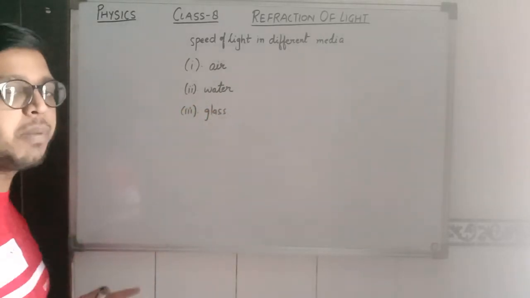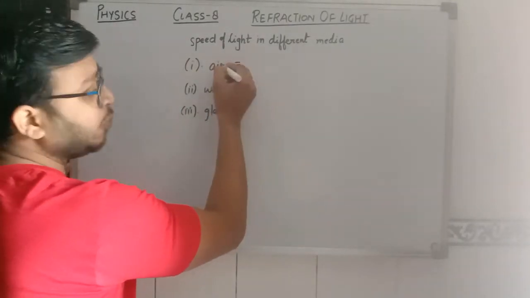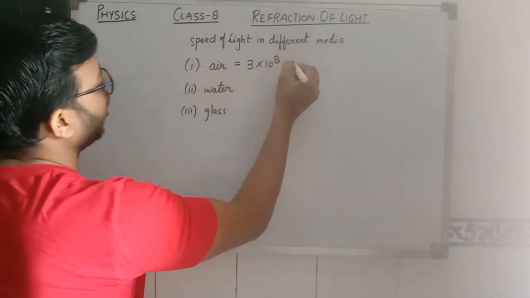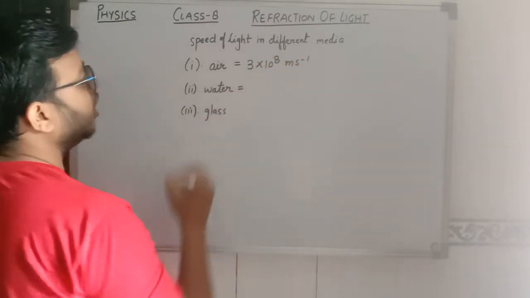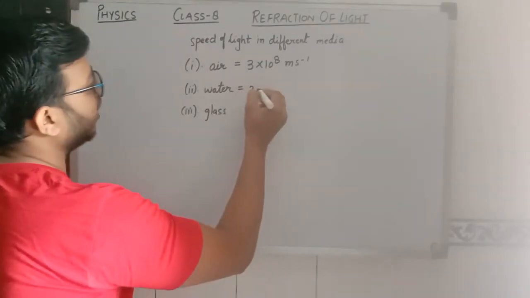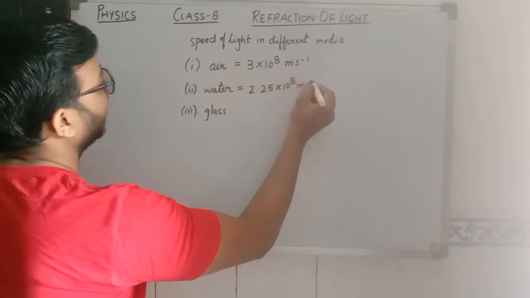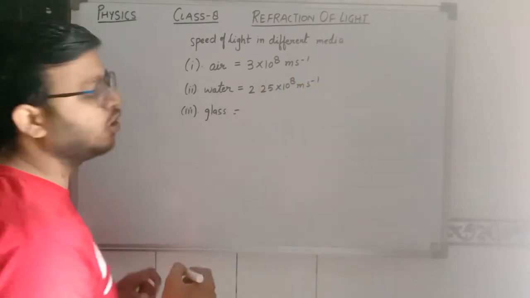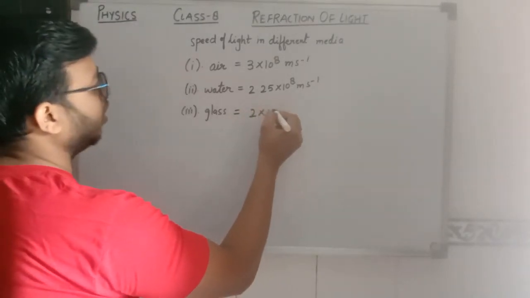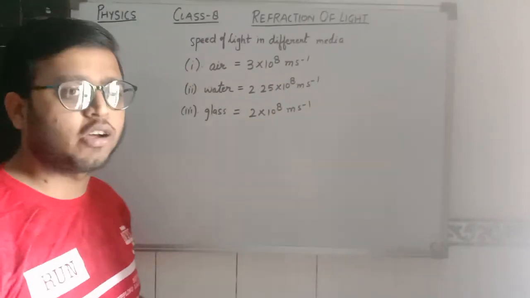If we are talking about speed of light in these 3 media, the speed of light in air will be 3 into 10 to the power 8 meter per second. The speed of light in water is 2.25 into 10 to the power 8 meter per second. And the speed of light in glass is approximately 2 into 10 to the power 8 meter per second. And all these values are approximate values.